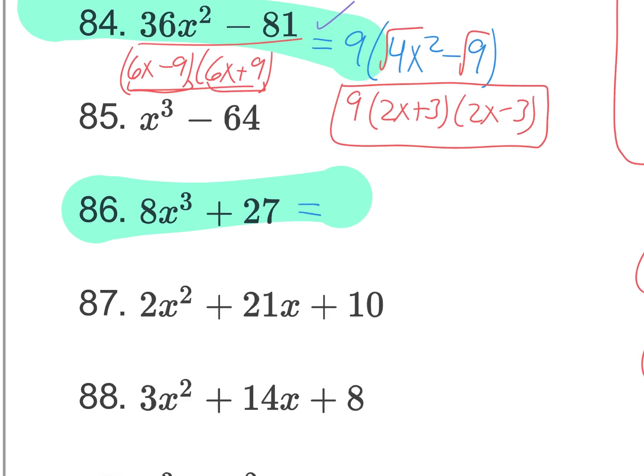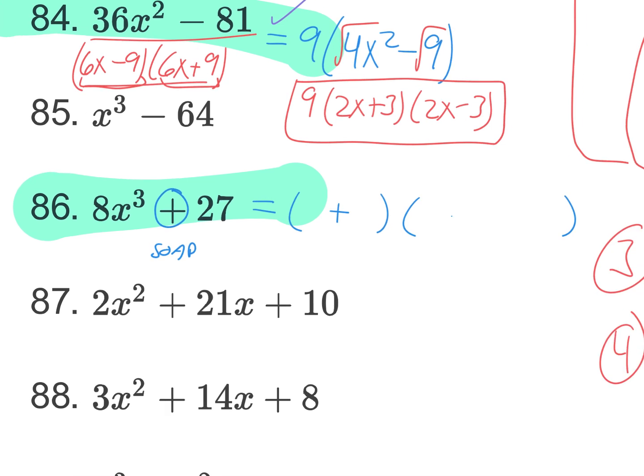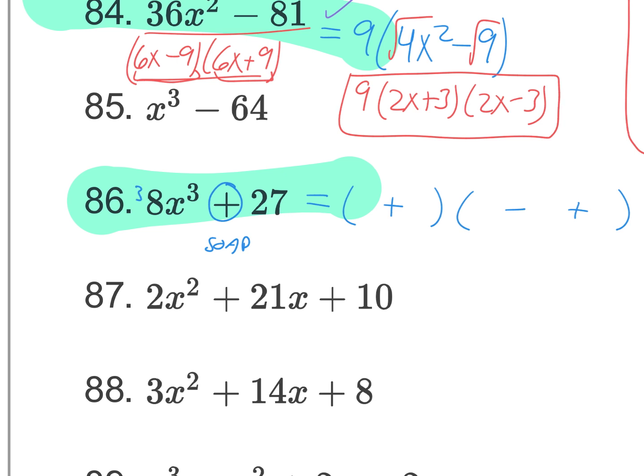Do you remember our formula for a sum or a difference of perfect cubes? A plus B times A squared plus AB plus B squared. Okay, good. Minus somewhere in there, but good that you remember that. For the signs, some people get confused with the signs. I taught you guys SOAP: same, opposite, always plus. So that plus is the same, minus is the opposite, and then your last one's always plus. It's going to be the cube root of the first, cube root of the last, and it's going to get you 2x plus 3.